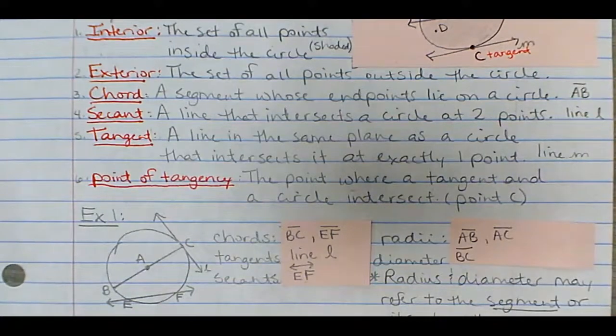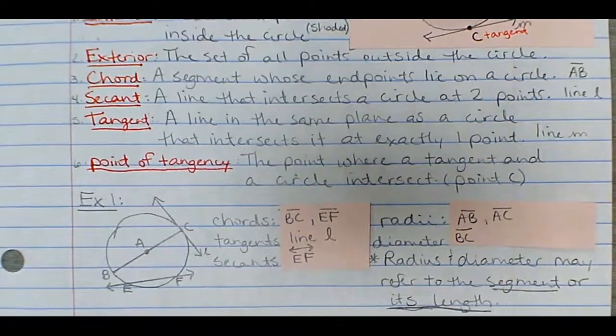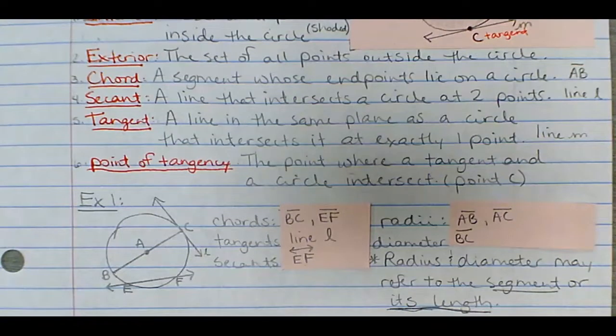And remember that the diameter and the radius might refer to the actual segments, like the pictures, but they might also refer to the length of the radius or diameter in the picture. So radius and diameter could either mean the figure or the number. It just depends on the context. So keep that in mind.